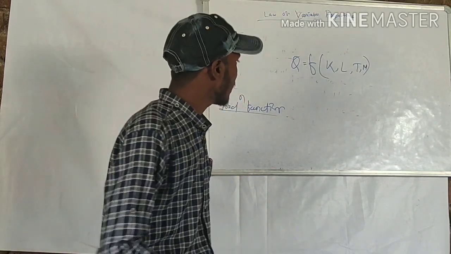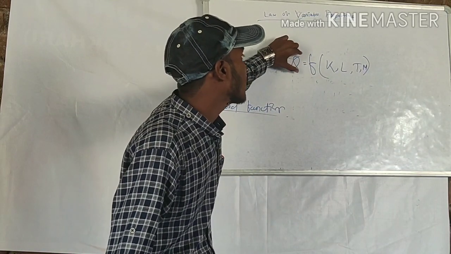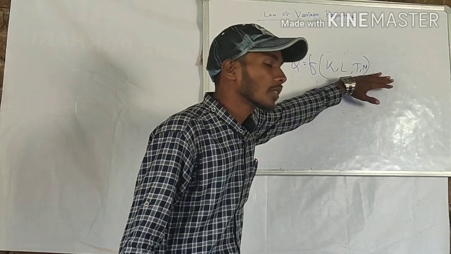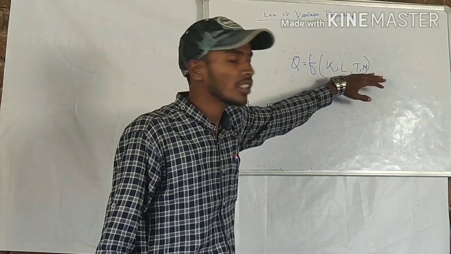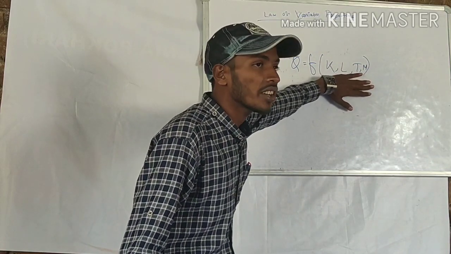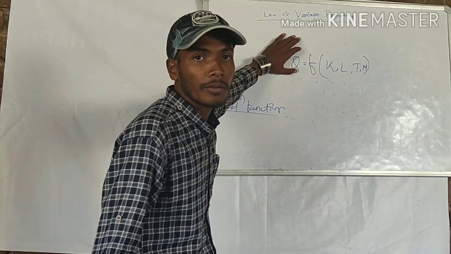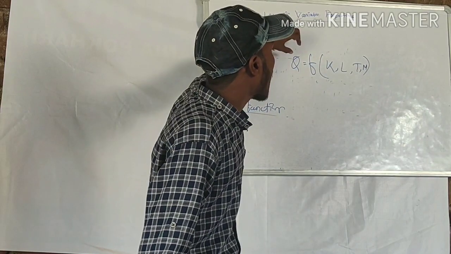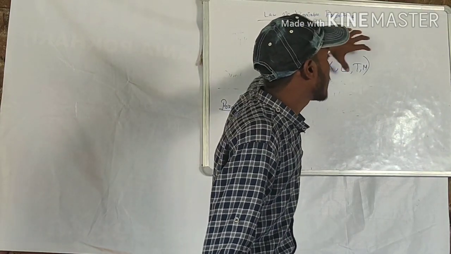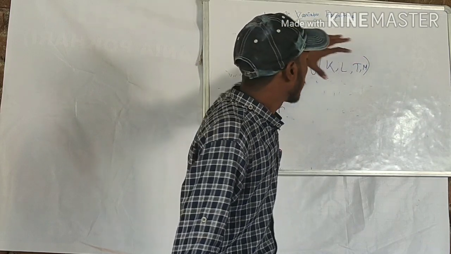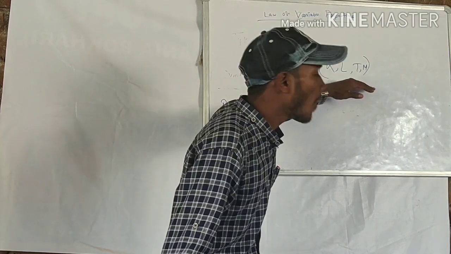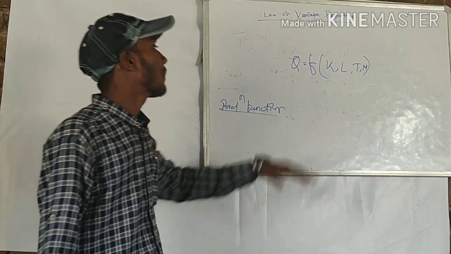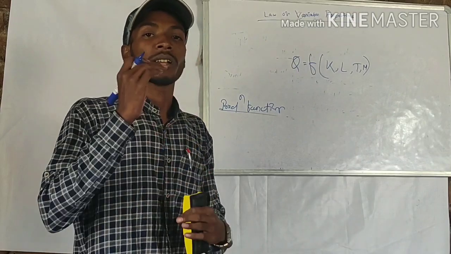Here Q is the dependent variable and the factors are the independent variables. Output always depends upon inputs. That means output always depends upon all these factors. So this is the technological relationship from inputs into outputs. Try to understand this.